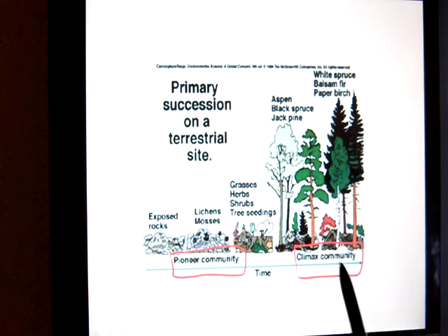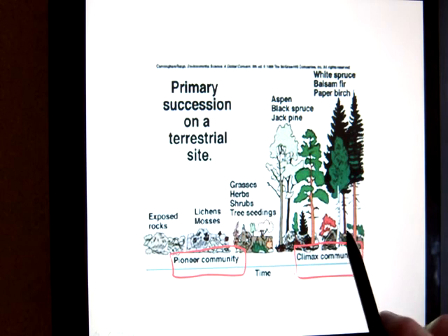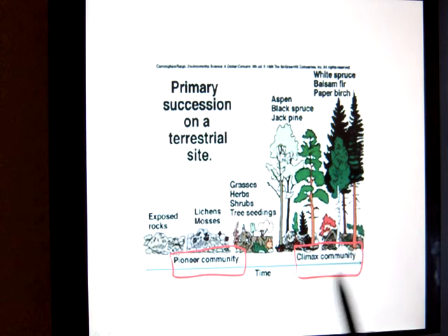Now, at the end, when we have this forest, things aren't really going to change anymore. It's kind of stable at this point. The process of succession is pretty much complete. So the organisms that you see at the end of the succession process, when it's not really changing anymore, is called the climax community. Now again, this is primary succession because there was nothing living in this area before.